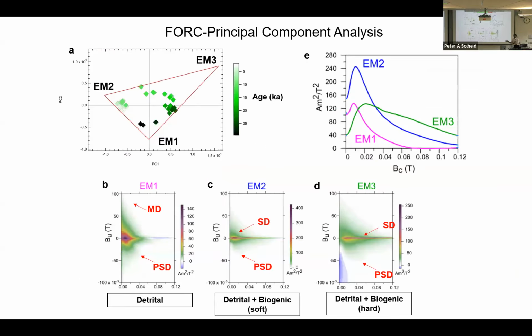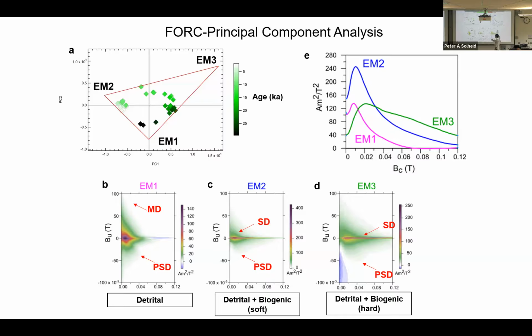To separate out and link the magnetofossil signatures, we conducted PCA analysis. For this, we excluded the bottom part of the sediment core because it is affected by reductive diagenesis. From this, we found three end members to represent the PCA model. These are the horizontal coercivity profiles across the central ridge. EM1, that is end member 1, is mostly of detrital signature. EM2 is detrital plus we have this central ridge signature but of low coercivity.